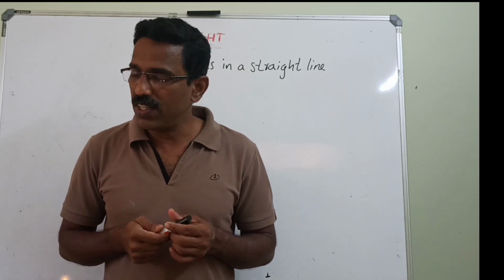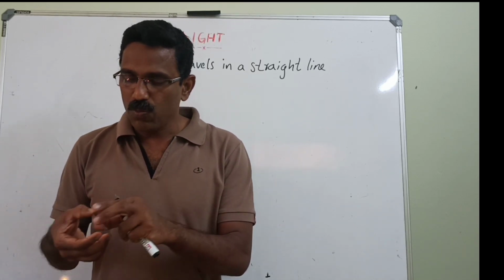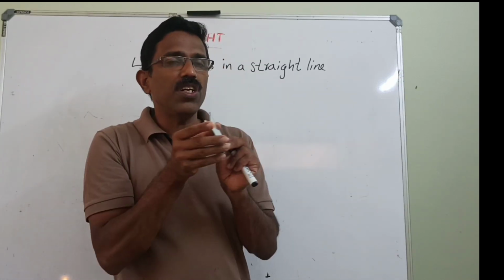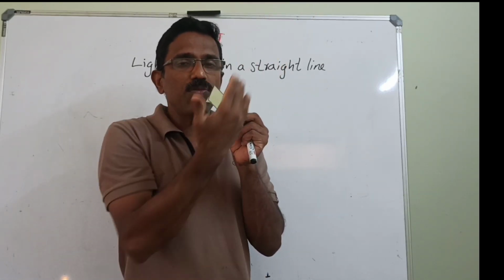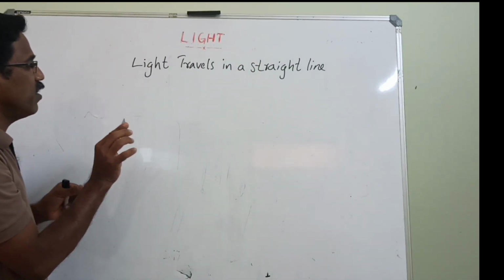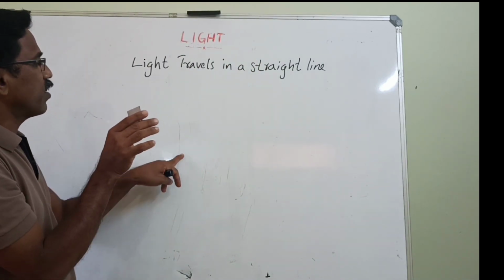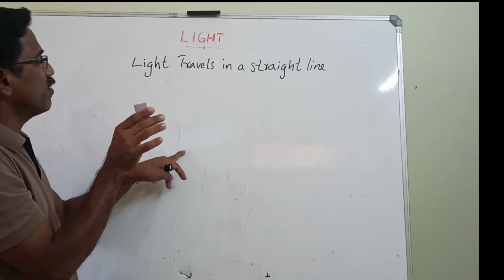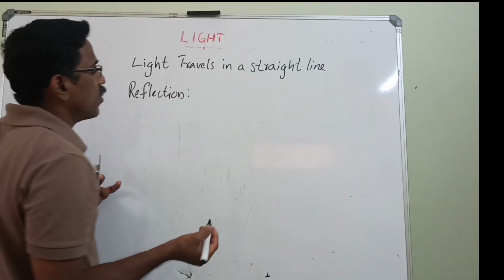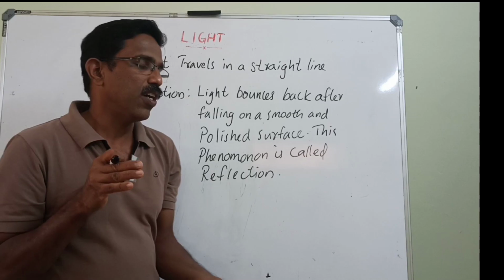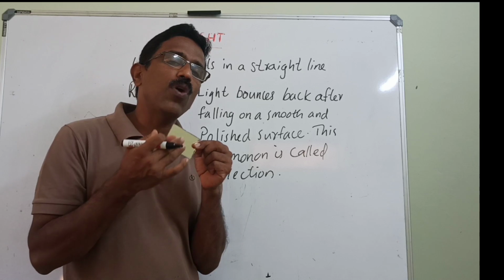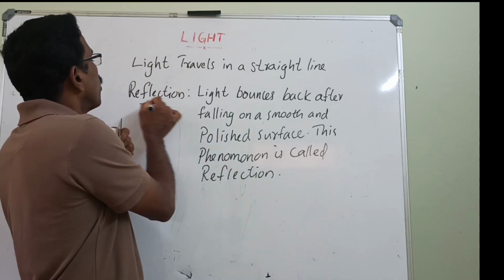Another property of light is that when light falls on a smooth and polished surface, what happens to the light? There is a tube light there. If light falls from that tube light onto this smooth polished surface, what happens to it? It is getting reflected. You can see the reflection. So that is another property of light. So what is reflection? Reflection means the phenomenon of bouncing back of light rays from a smooth and polished surface.